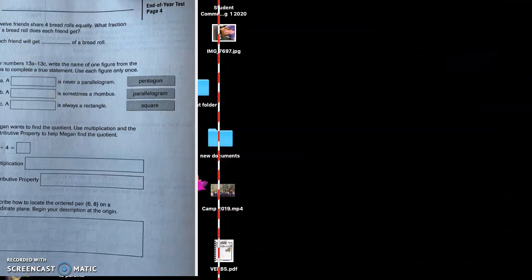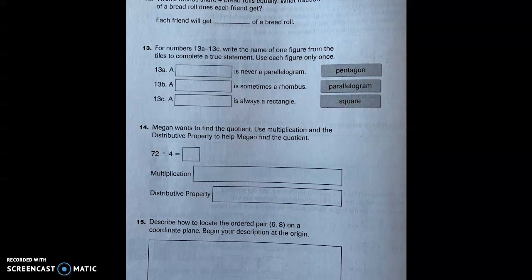Okay, question number 12. 12 friends share 4 bread rolls equally. Remember, that keyword share means to divide. So you're going to take 4 divided by 12. The reason that 4 goes first is because what you're sharing goes first. You're not sharing the people, you're sharing the rolls. So it's 4 divided by 12. So you're going to write 4/12 as a fraction, and then you need to reduce it.